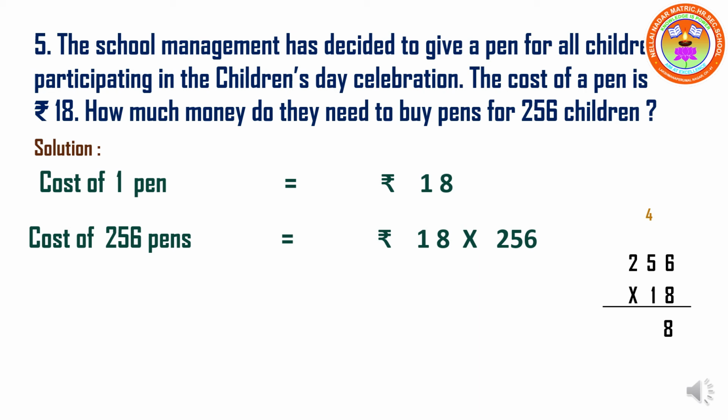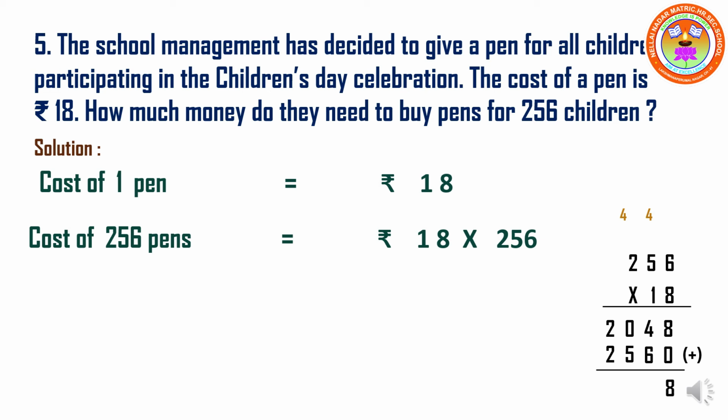Next 5 8s are 40. 40 plus 4 is 44. So 4 is written down and 4 above. Next 2 8s are 16. 16 plus 4 is 20. Okay. Now I have to multiply 256 into 1. So 6 into 1 is 6. 5 into 1, 5. 2 into 1, 2. Now let us add.